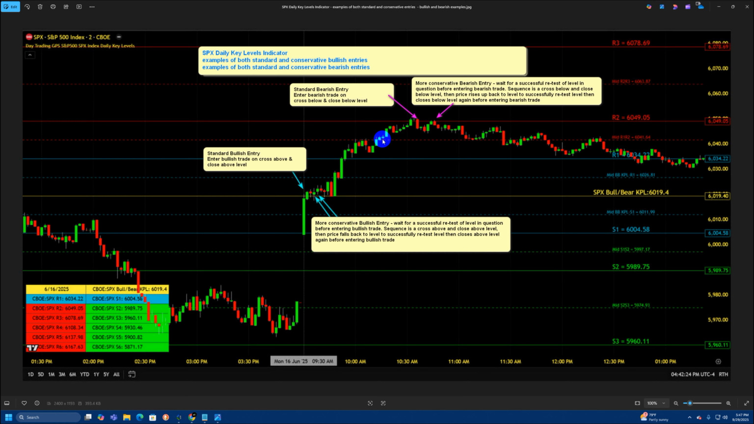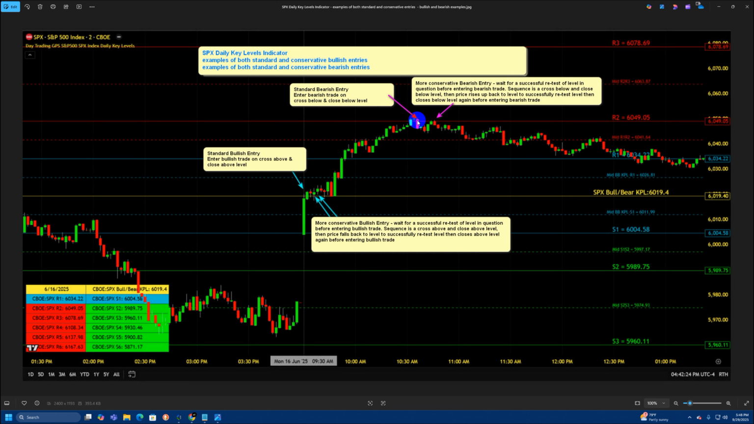Okay, now we'll look at a bearish entry. Your standard bearish entry, you enter a bearish trade on a cross below and close below level. So here we have a cross below and close below the R2 level. So you would enter a bearish trade on this cross below and close below if you were looking to take a trade off of the R2 level and you were open to bearish trades off of that level. This would be your signal to take the bearish trade on a standard bearish entry.